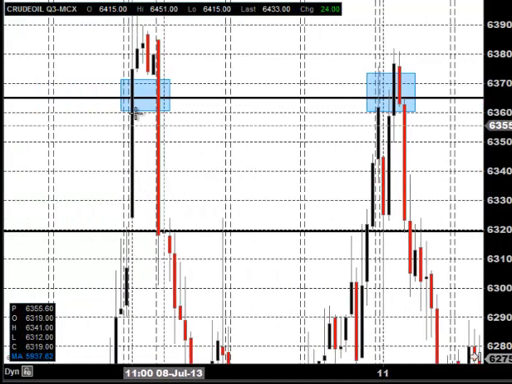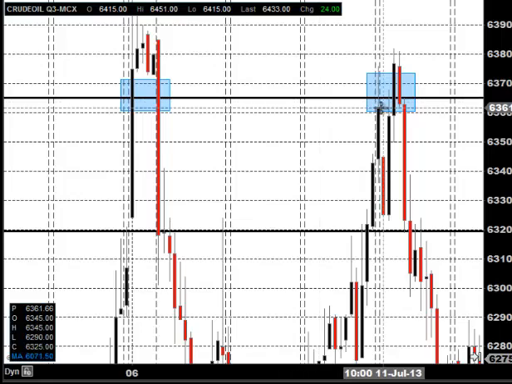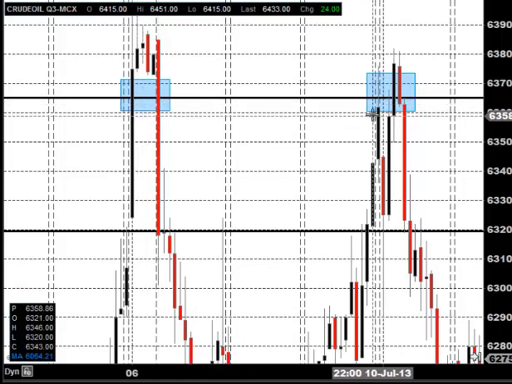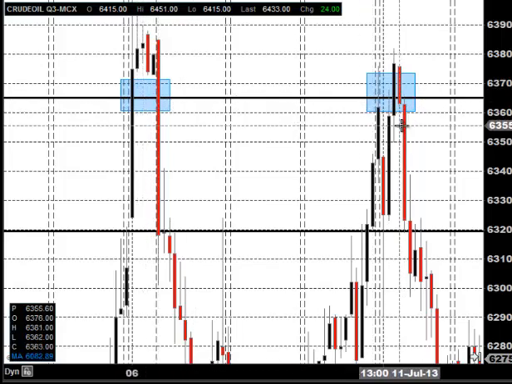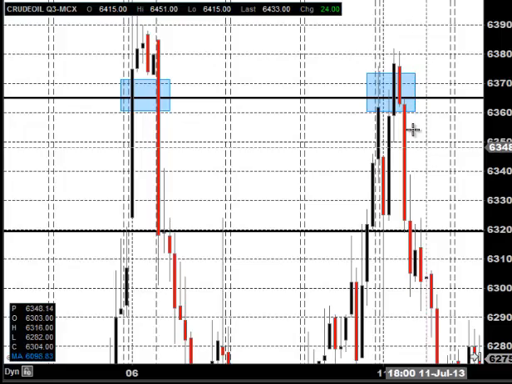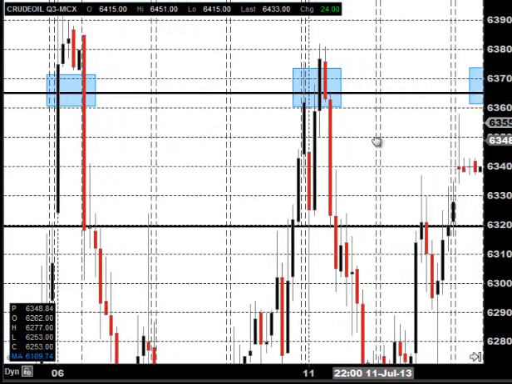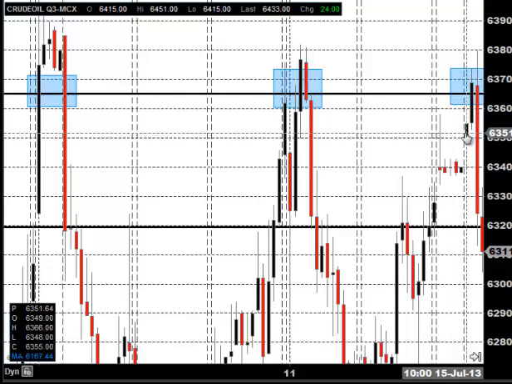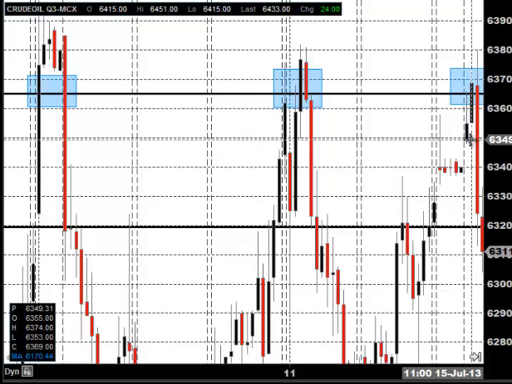You can see the market had formed a lot of tops here. One top was around 6,360, and the second top happened on 11th of July, 6,360. So exactly in the same zone the price opened, that was last week on the 15th. So there are two options left for us.